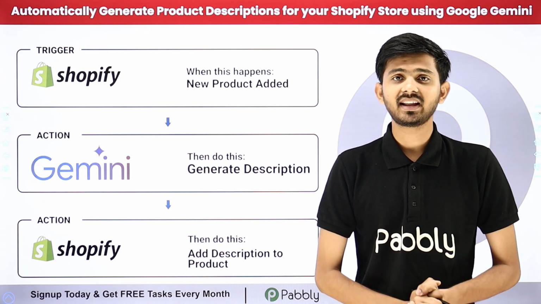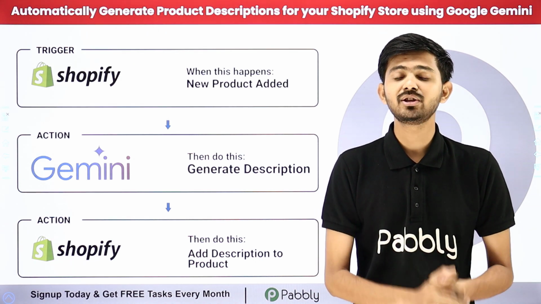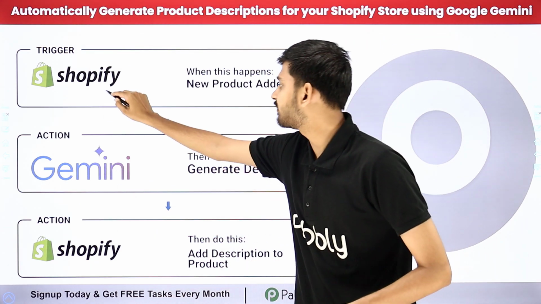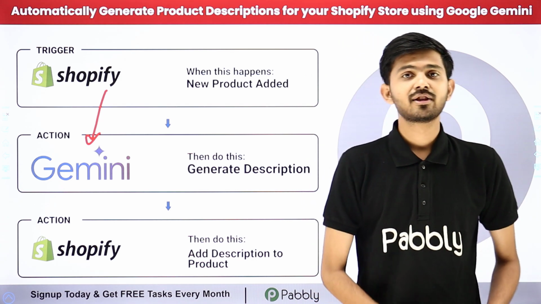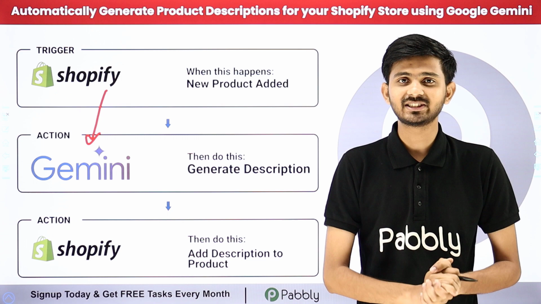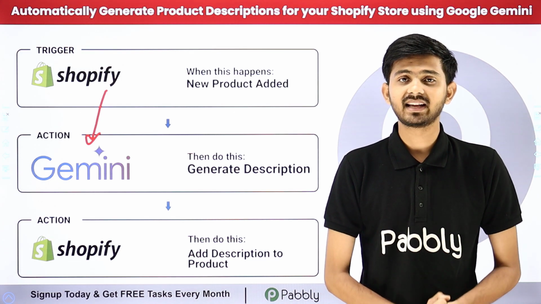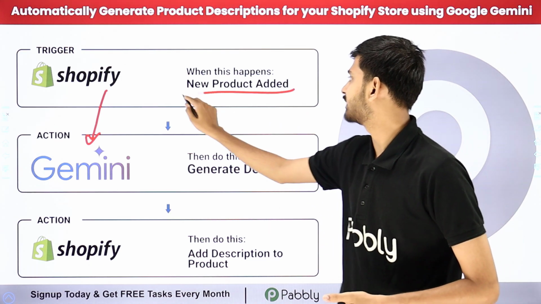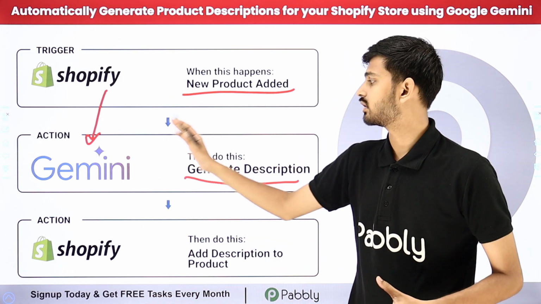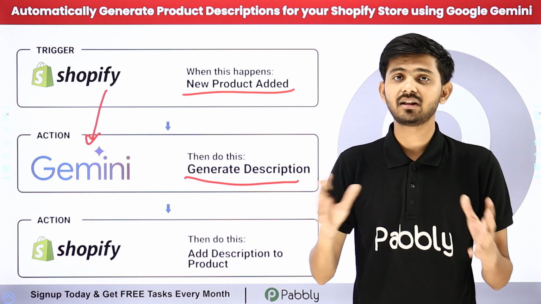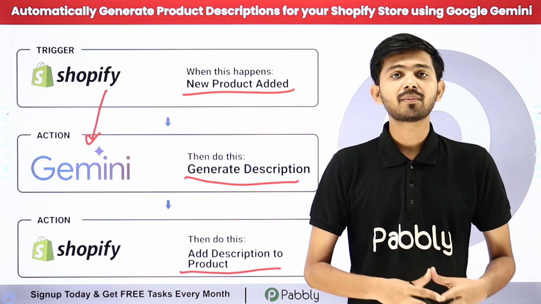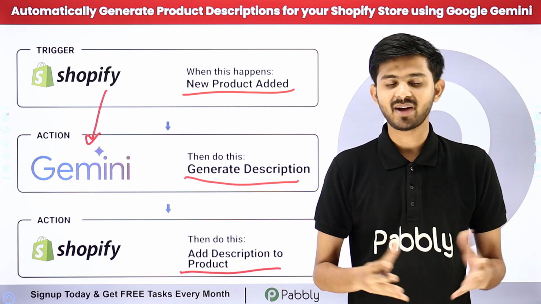So for doing this automatically and for generating content, I'm going to use Google Gemini. And for my objective, I have to build a connection between Shopify and Gemini. For building this connection, I'm going to use Pabbly Connect, which is an amazing software for automation and integration. Now with Pabbly Connect, as I add a new product in my Shopify store, I'm going to automatically generate the description of that product using Google Gemini, and update that description automatically back in my Shopify product. So how I'm going to build this connection? For that, let me take you to my computer screen.